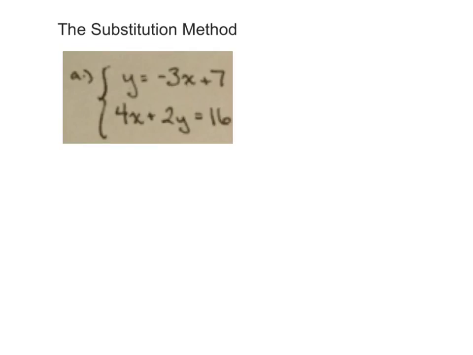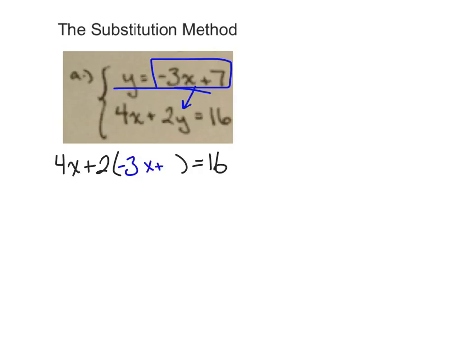If we're going to solve the system using the substitution method, our first step is to solve one equation for one variable. But in this example, that's already been done for us. Now we just take the expression, the negative 3x plus 7, and substitute it in the other equation for y. So when I write that other equation, 4x plus 2y, I'm going to set a set of parentheses there and then substitute inside of that the negative 3x plus 7.